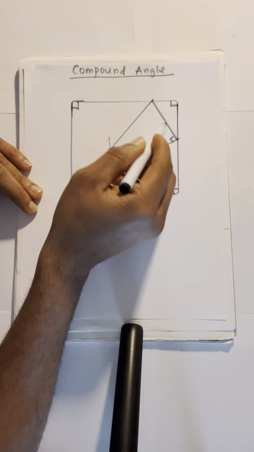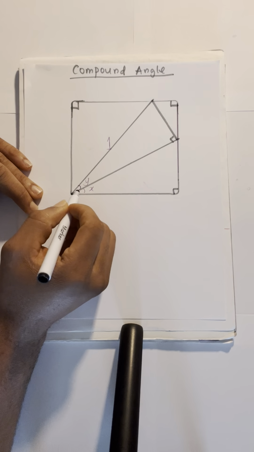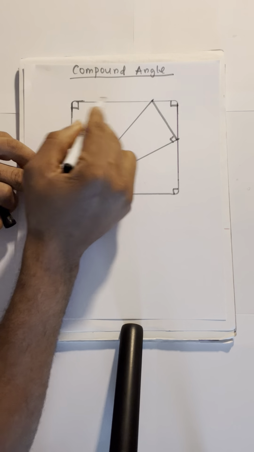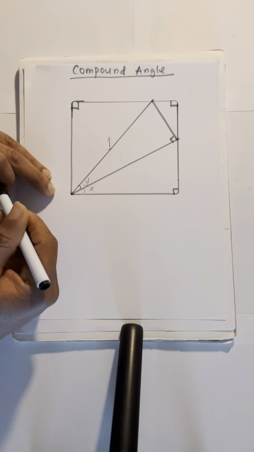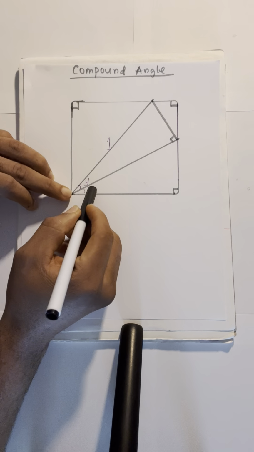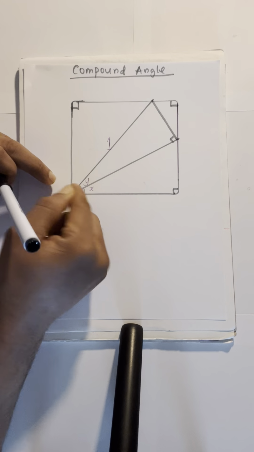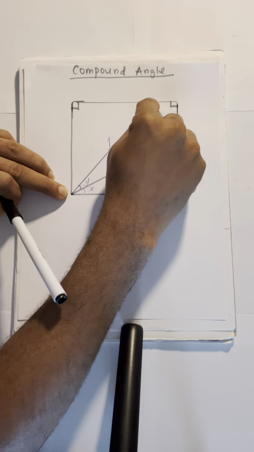Within this four-sided shape, there's a right angle triangle, and that forms a right angle triangle here, and here. I'll represent this side of the right angle triangle to be x, and this side to be y, while the hypotenuse of this triangle is 1.